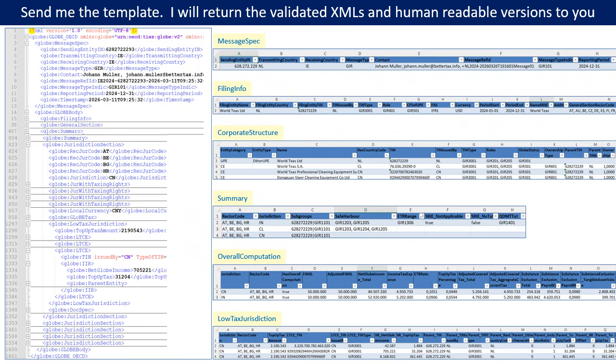So we export the XML file back into Excel. We show you the message spec, we show you the filing info, we show you the corporate structure and the summary and the overall computation and the low tax jurisdiction calculations. So you can be sure that what you've put into your original Excel file and what comes out in the XML file are actually the same things and are correct. And you can give this to your advisors to review if you need, and then we can do the upload after all of that is done, so that you are sure that you've filed as accurate a CBCR or a GloBE information return as possible.